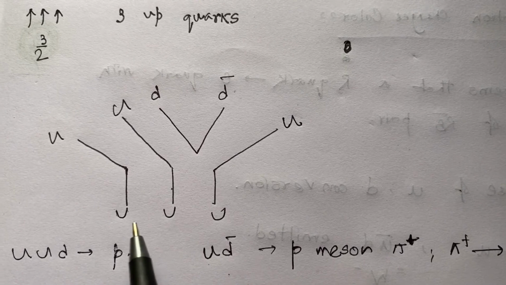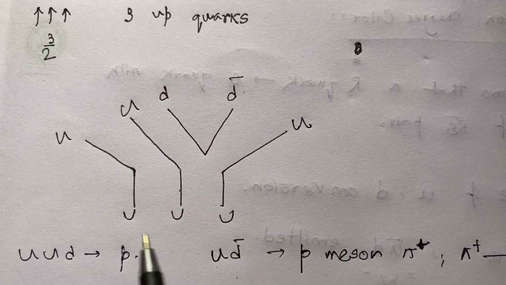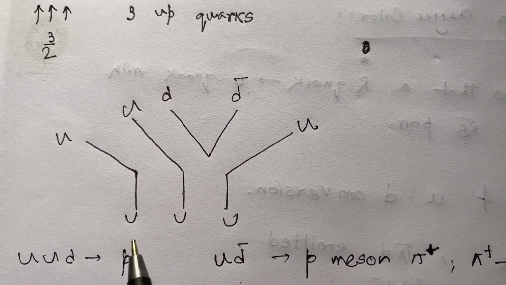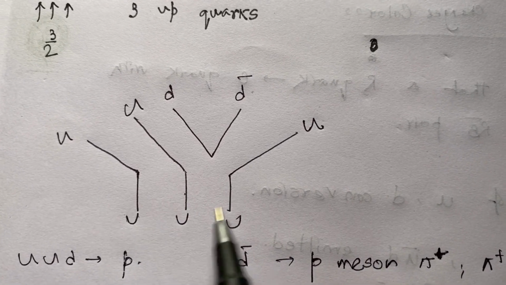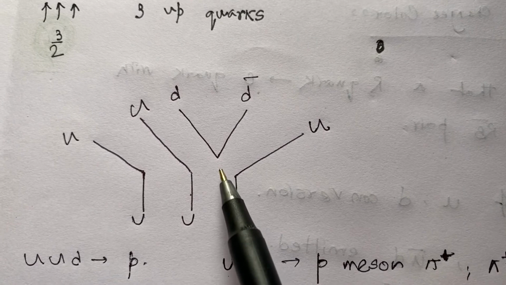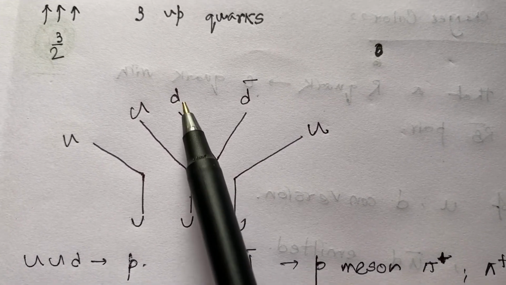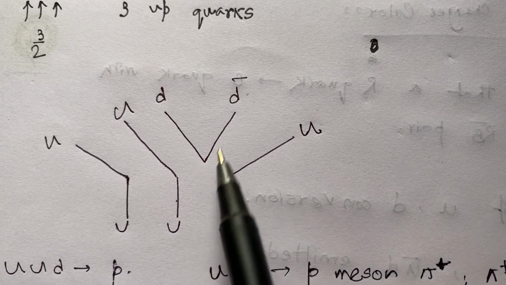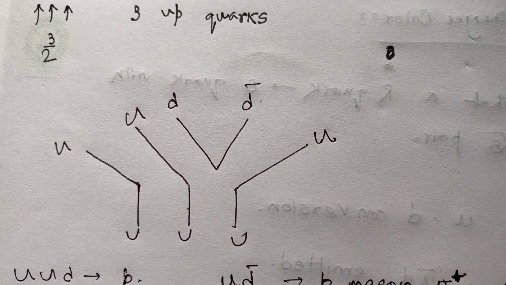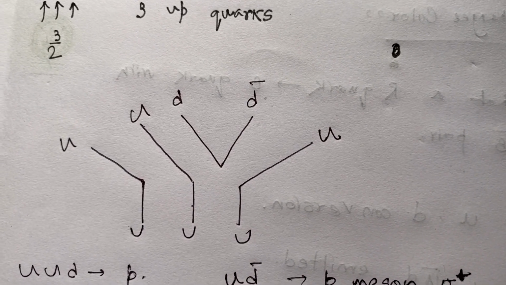Suppose we have 3 up quarks. Each up quark or down quark may have a spin of half. Now these 3 up quarks are there. Out of quantum fluctuations from energy, a down and anti-down quark pair are created. We know that particles are actually fluctuations in the energy field.